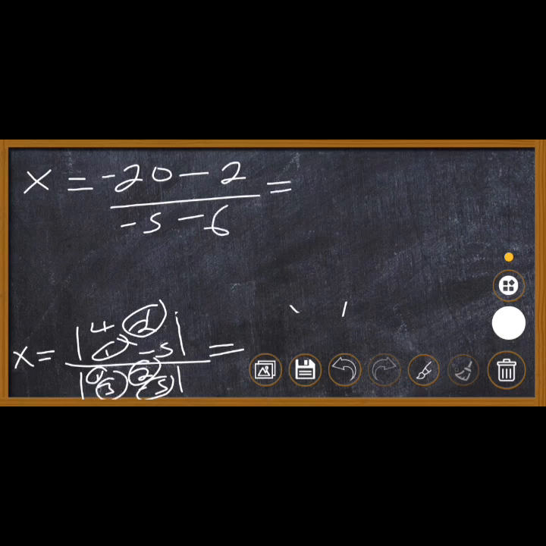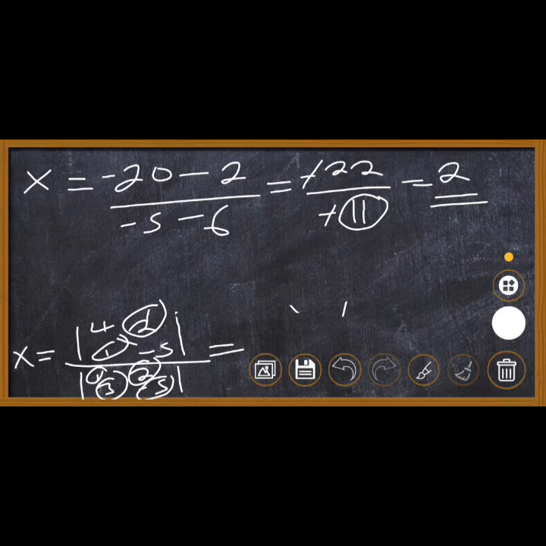So in this case, what is negative 20? We subtract 2. So we're going to have negative 22, over. Down there, we have negative 5 subtracting 6. We're going to have negative 11. So in this case, negative and negative will cancel, and then 11 into 22, we are going to have 2. So this is our value for x.